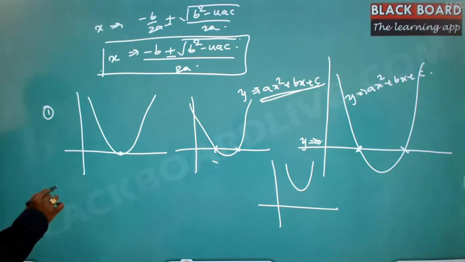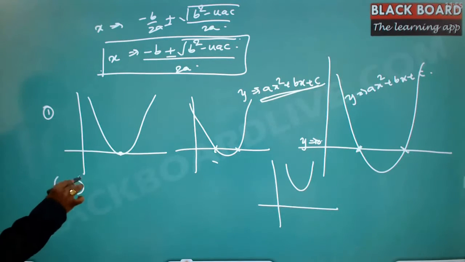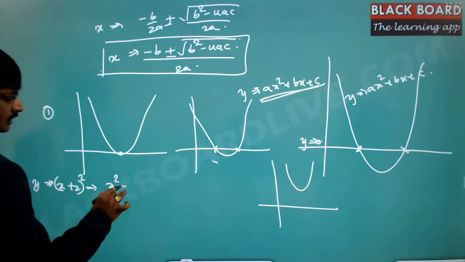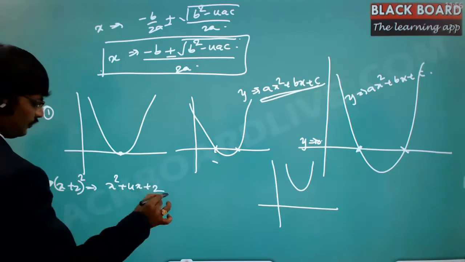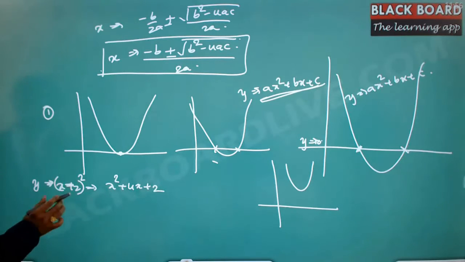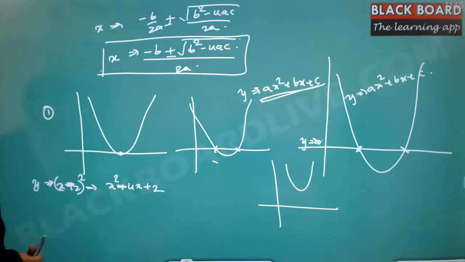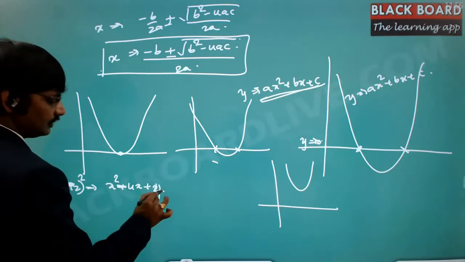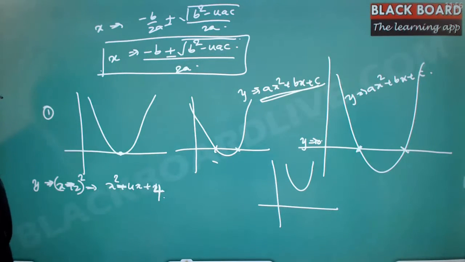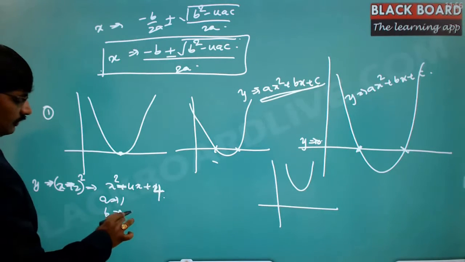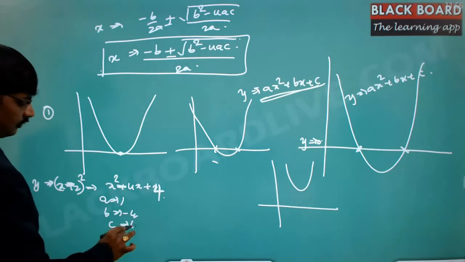Suppose I take this curve, let us say y is equal to x plus 2 whole square, this can be expressed as x square plus 4x plus 4. Or x minus 2, I take it, that is far easier. x minus 2 whole square, this is going to be x square minus 4x plus 4. So this is the quadratic equation. See this, a is equal to 1, b is equal to minus 4 and c is equal to plus 4.